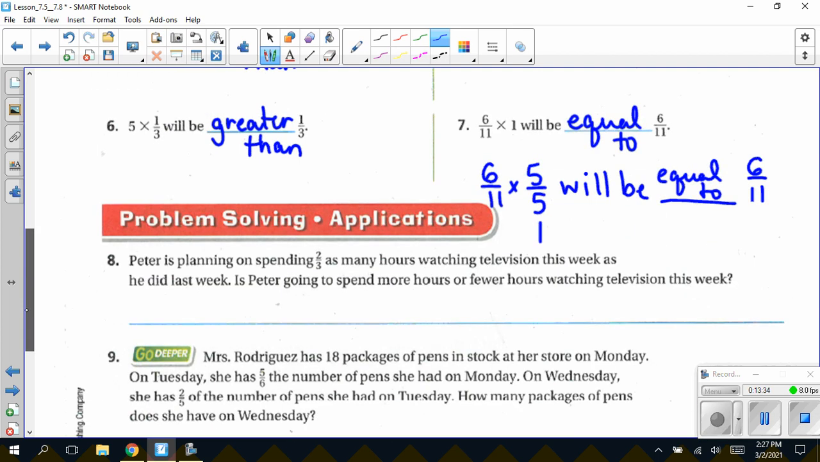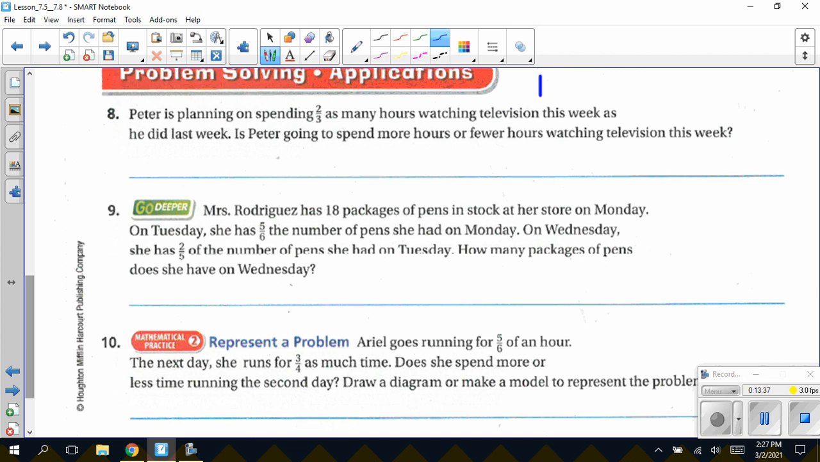Question number 8. Peter is planning on spending 2/3 as many hours watching television this week as he did last week. Is Peter going to spend more hours or fewer hours watching television this week? So if you're only watching 2/3 as much, that tells me that you're not going to be watching as long as you did the previous week. However, to help you understand this, you can assign a number of hours that Peter watched last week. So let's say he watched 3 hours of television last week, and we know that he's watching 2/3 as many this week, so that means we're taking 3 times 2/3.